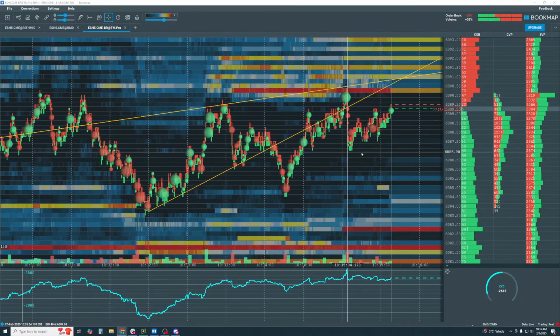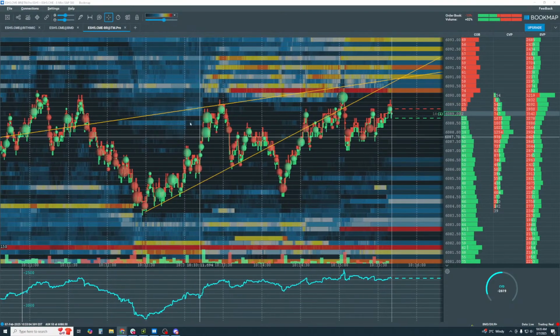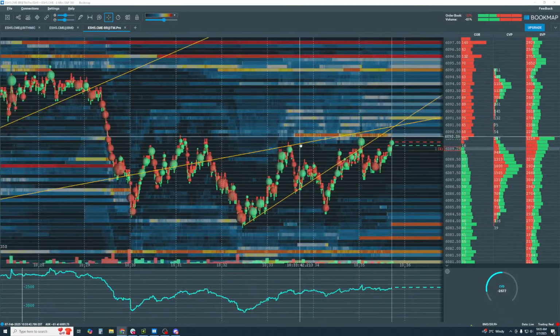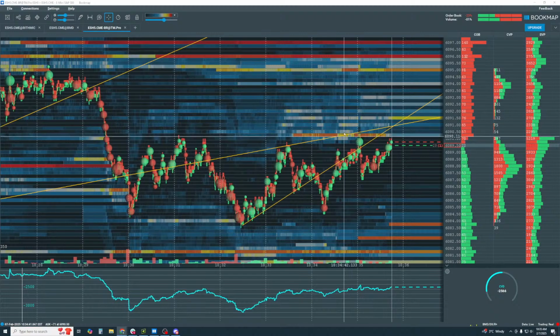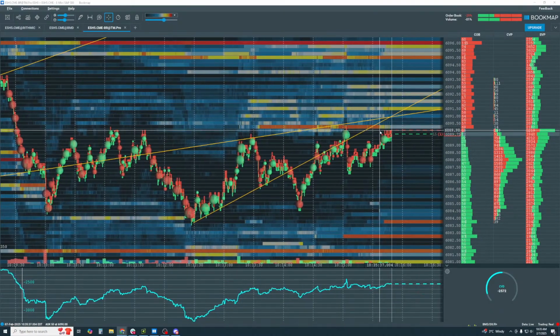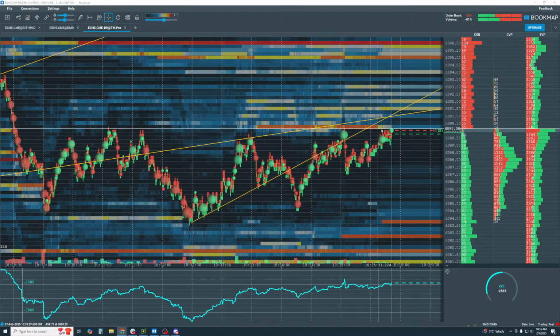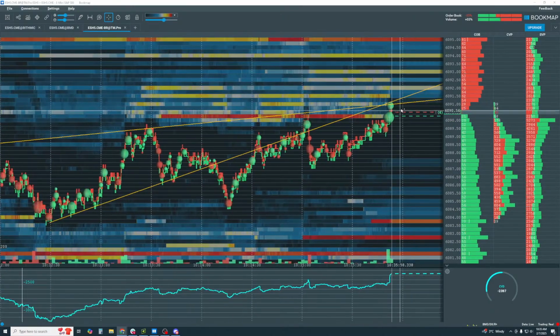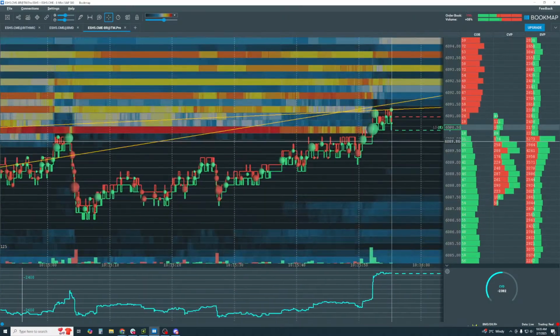Yeah, well, now we're kind of keying on, we see the buyers coming in, but they're failing to really make a higher high here. But we're seeing them come in. The issue is, can they gain the traction? And here they go. They're going to try.